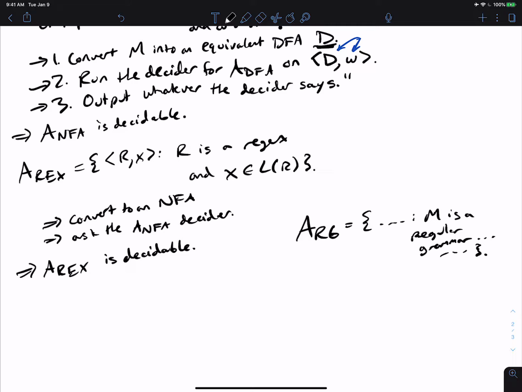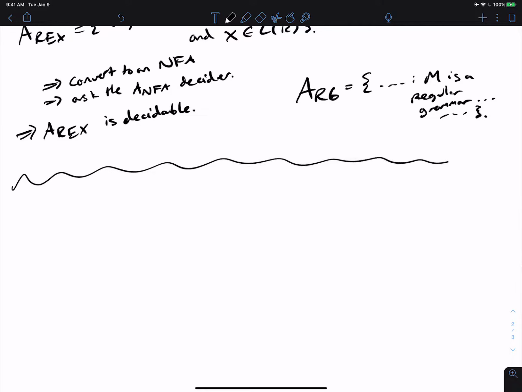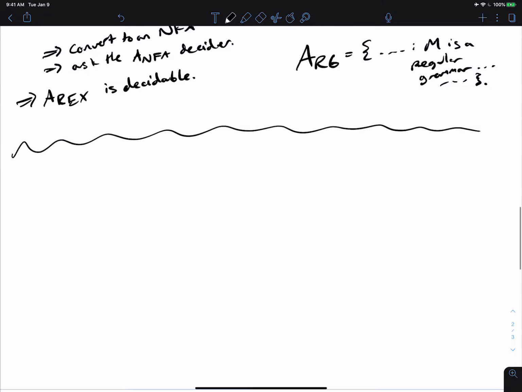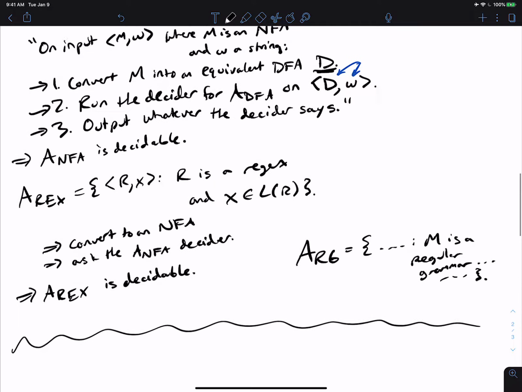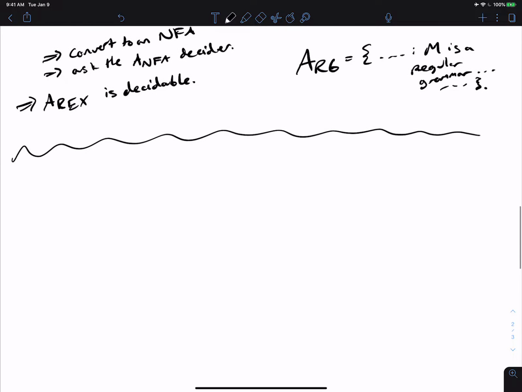Okay, so let's switch gears a little bit. Let's start talking about a different class of problems. So these A problems are the acceptance problems, as I said before. But there's a different class of problems, one of 3 main ones that we're going to see. And this one is the E class of problems. So the E here stands for the emptiness problem.